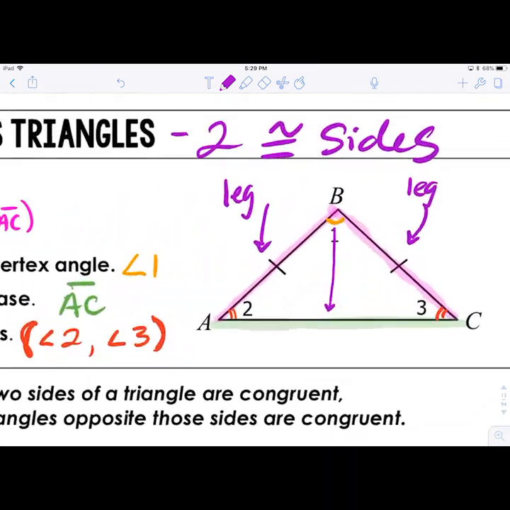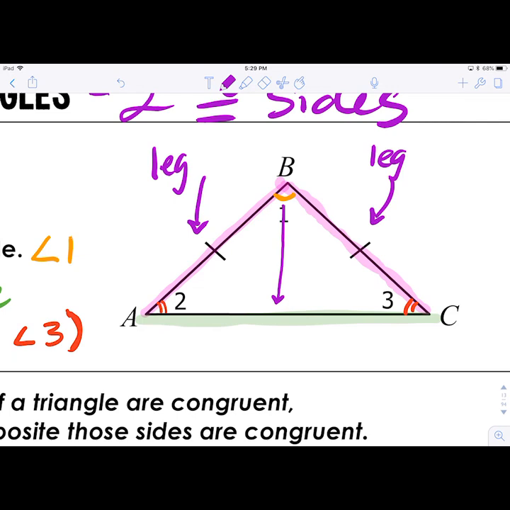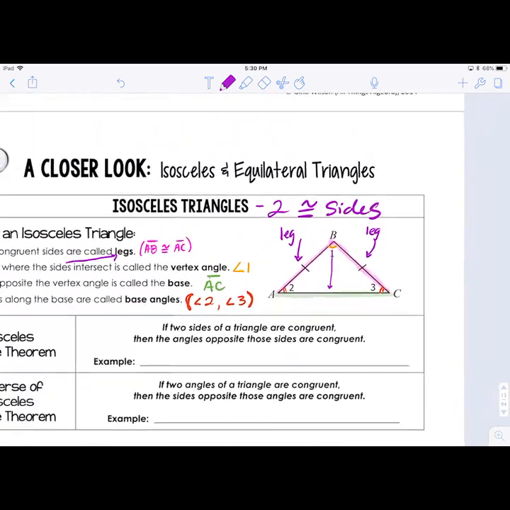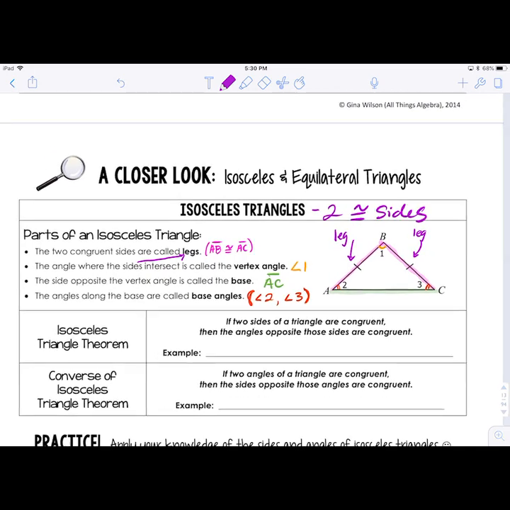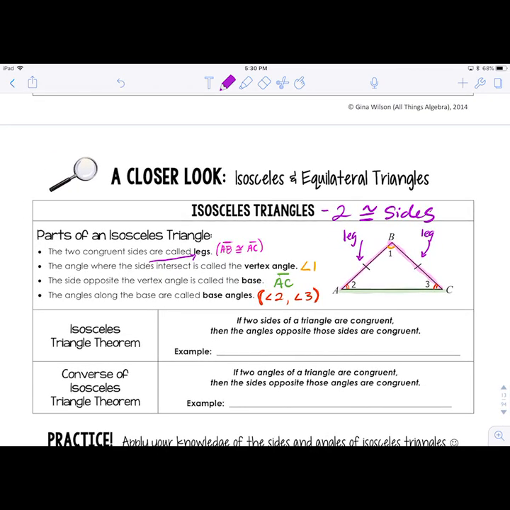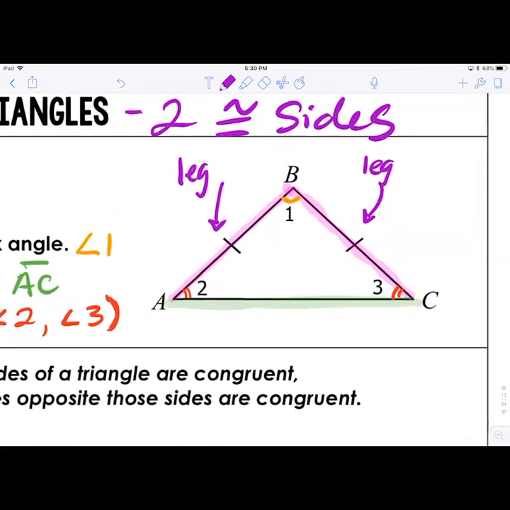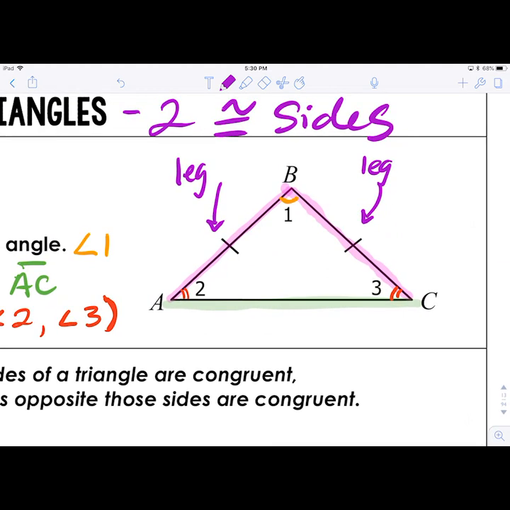Now, I know that it's pretty easy to see right here that the base is the bottom of the triangle, but I don't want you to think of the base as the bottom of the triangle because we do know that these triangles can get a little funky and misshapen and in different orientations. So just remember the base is opposite the vertex angle. And the angles along the base are called the base angles. So those are angles 2 and 3. And notice that I have the two red arcs at angle 2 and angle 3.